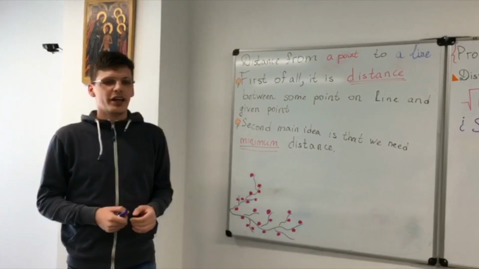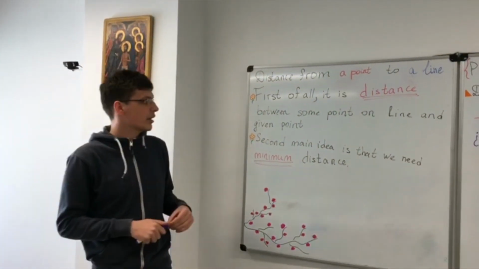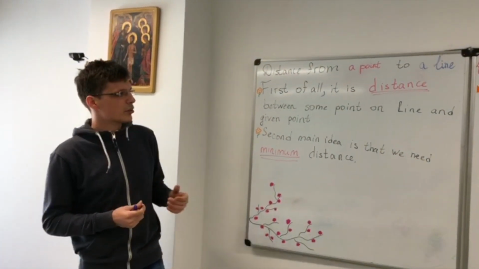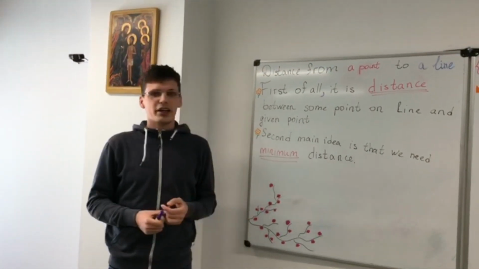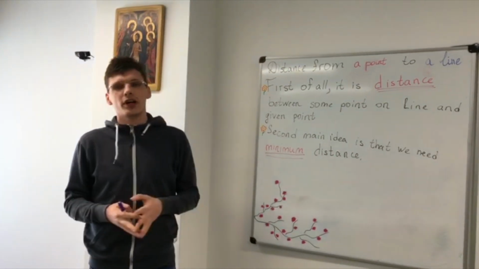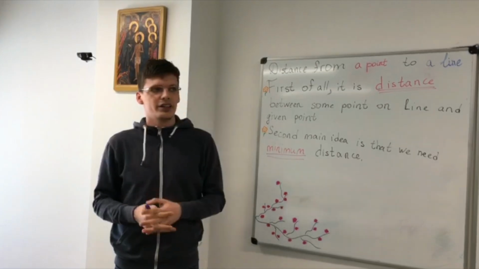Hello everyone, today is our brand new tutorial about how to find the distance from a point to a line. First of all, it is the distance between some 2 points. The first one lies on our line and the second one is the given point. The second main idea is that we don't need a distance which is not minimal, because there are many points on the line and we can calculate any distance.